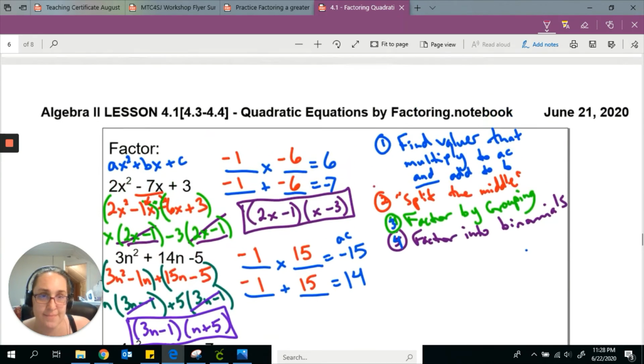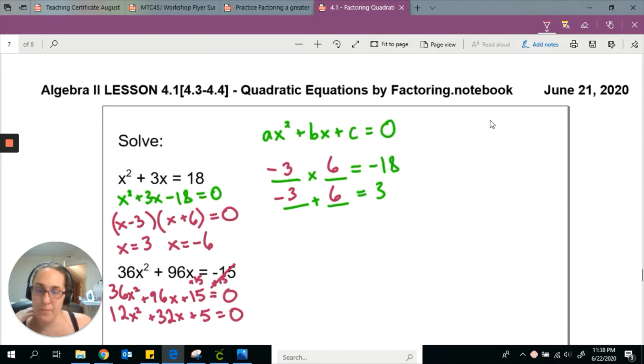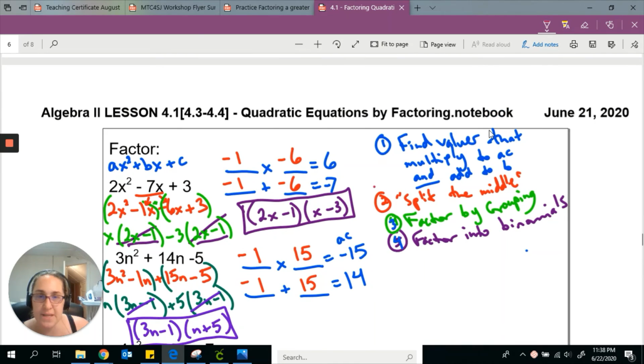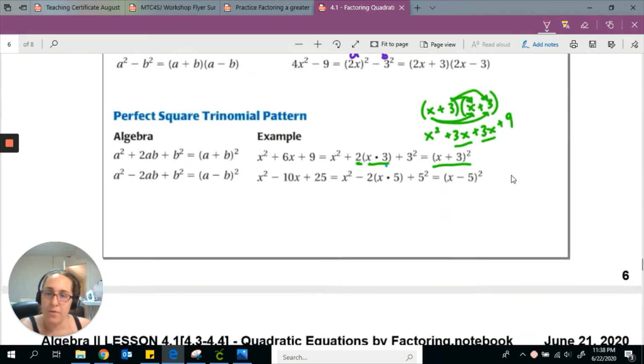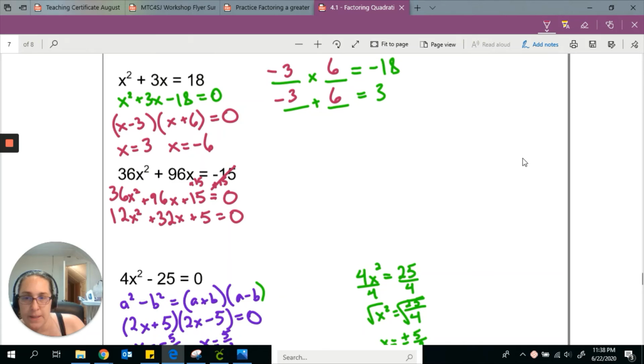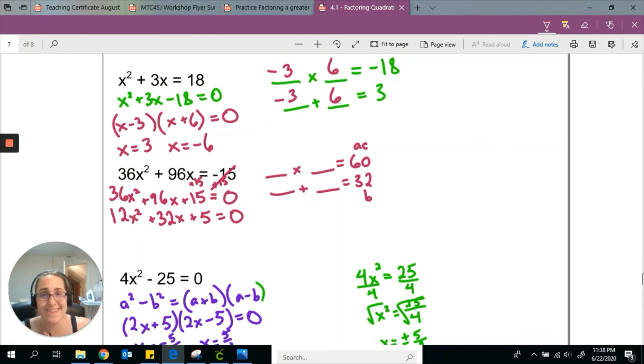To go back to our steps, the first step was to look at finding values that multiply to give us AC and add to give us B. So if we go back to our quadratic, that means I need to find two numbers that multiply to give me 60, from 12 times 5, and add to give me 32, which is my B value. So 60 has lots of factors, right? We can do 1 times 60, 2 times 30, 3 times 20, 4 times 15, 5 times 12, and 6 times 10. It's a lot.